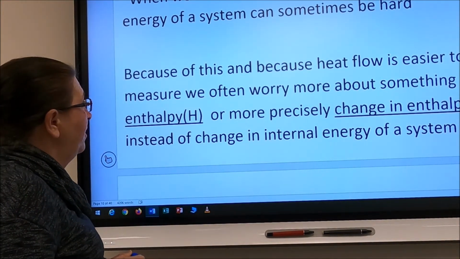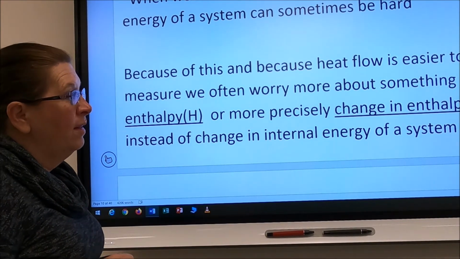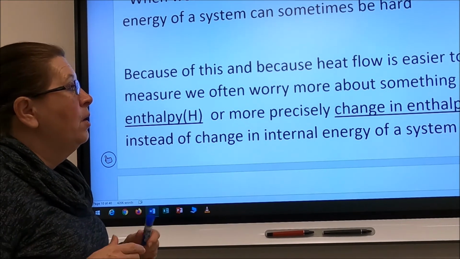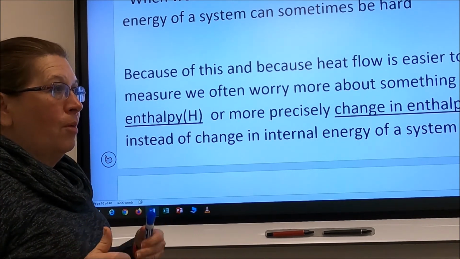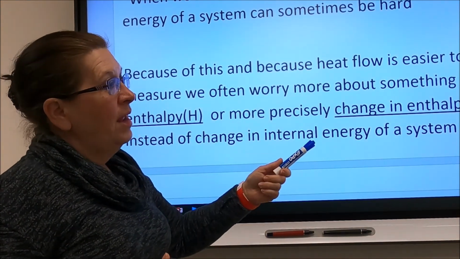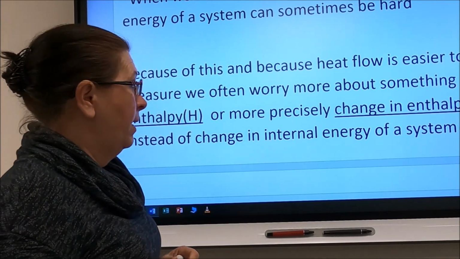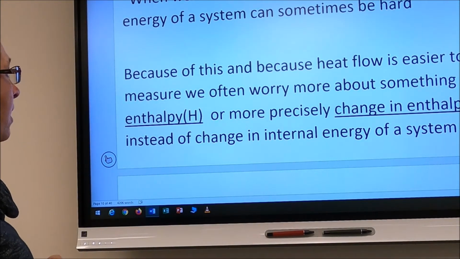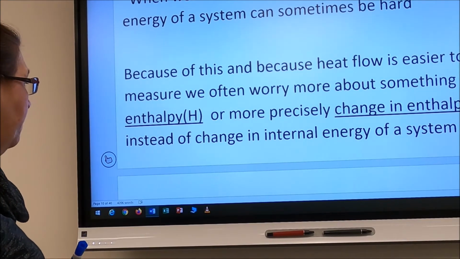Enthalpy is given the symbol H. And we use enthalpy instead of total internal energy of the system because enthalpy is going to be easier to measure. Okay? And just like with energy of the system, we're more interested in change in enthalpy, delta H, instead of change in internal energy. Okay?